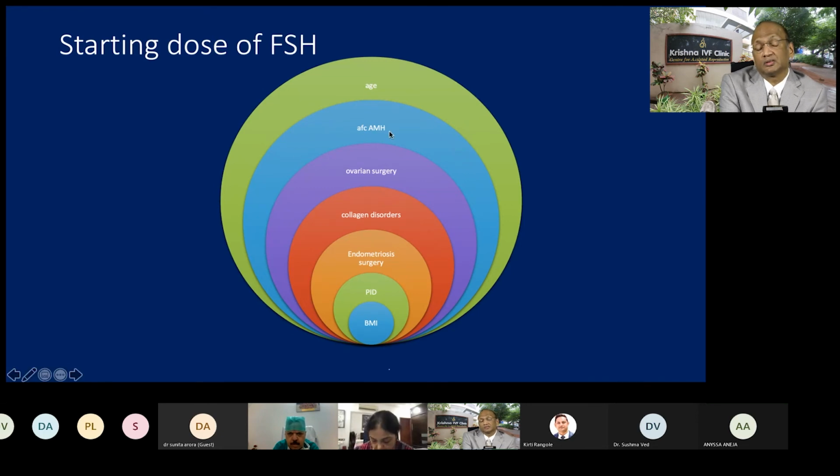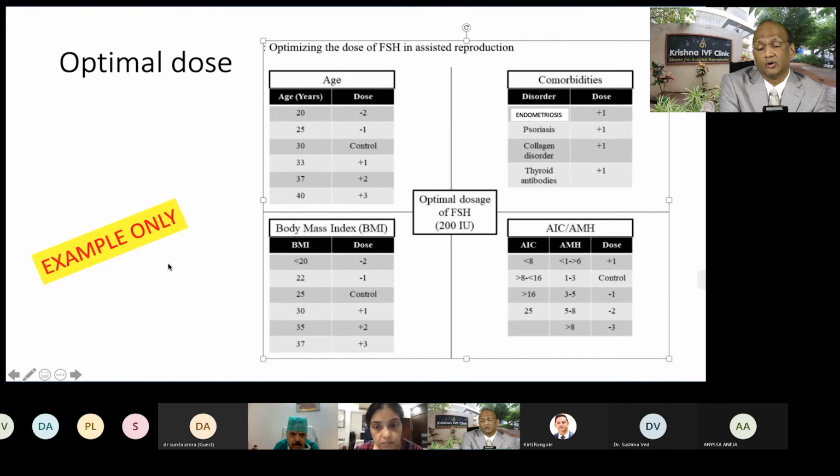The sixth is using one of the parameters, AFC or AMH, and then using the age as a starting dosage. So, for our clinic we devised a rough scale parameter called optimal dosage, which is a very crude thing, but this is what we follow. Here you have the age. We have taken 30 years as a control. This starting dosage can be decided by each clinic individually, based on the type of population you get. So, if the age of the woman is 30 years, this is the starting dosage. If the age of the woman I am going to start the stimulation on is 25, then I minus 25 units.